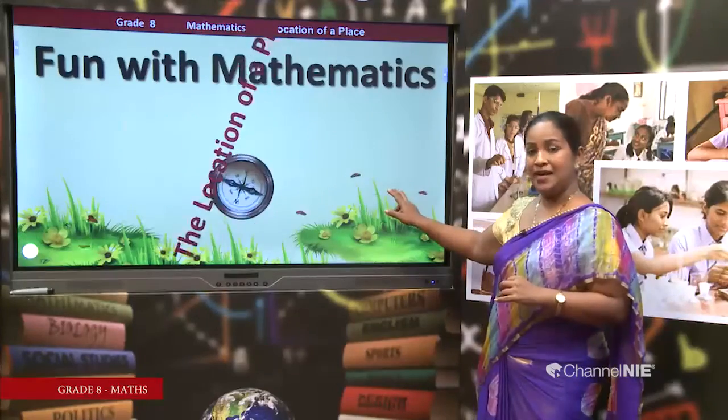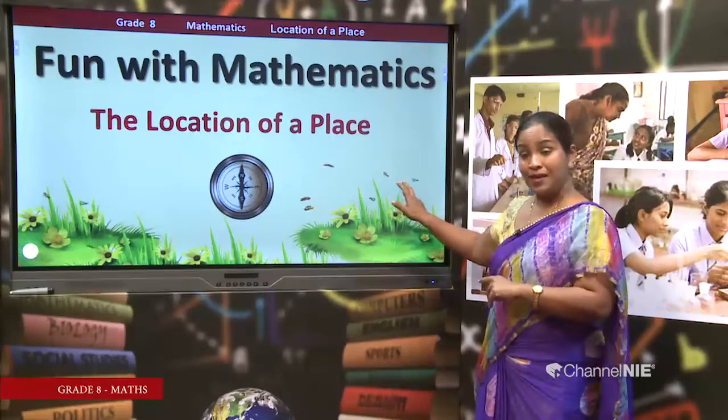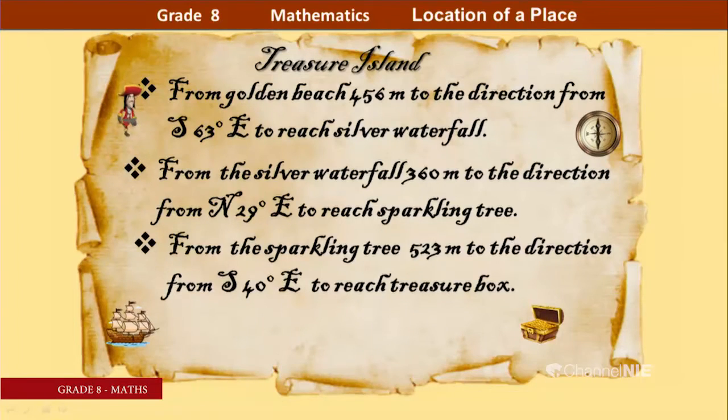Okay, fun with mathematics. The theory or the concept we are going to use here, location of a place. Okay, this is the treasure map. Can you see the Captain Hook there? Yes. So, these are the steps to reach the treasure box. Shall we see one by one the steps that you should follow to reach the treasure box? The first thing, from the Golden Beach, 456 meters to the direction from south to east, what is the angle? That is 63 degrees to reach the Silver Waterfall.